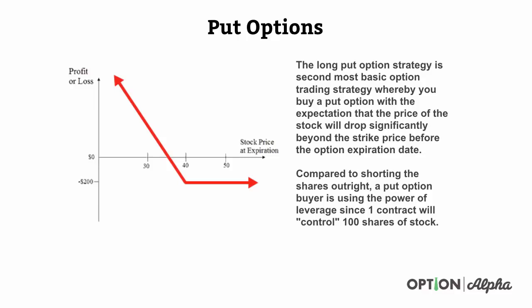put option with the expectation that the price of the stock will actually drop significantly beyond the strike price before the option's expiration date. Compared to shorting the shares outright, a put option buyer is using, again, the power of leverage, since one put contract will control 100 shares of stock. Now, this is where you can build a bearish position in a stock for limited risk by using a long put option.